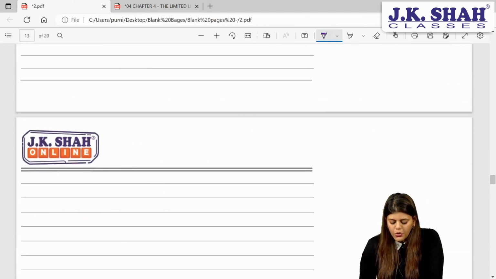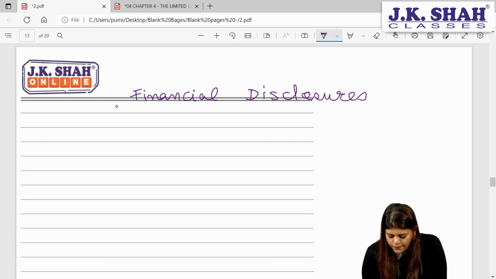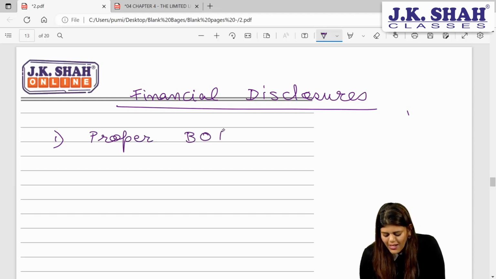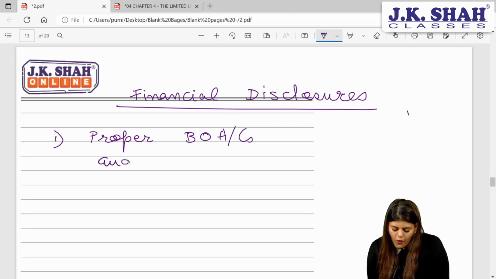Now, coming to your financial disclosures, which is a very short part. It looks big, but it's very small. There are three things you have to take care of in an LLP. First, you have to make proper books of accounts. Obviously, you will make this on the double entry system of accounting, and get it audited by a proper CA if it's required.